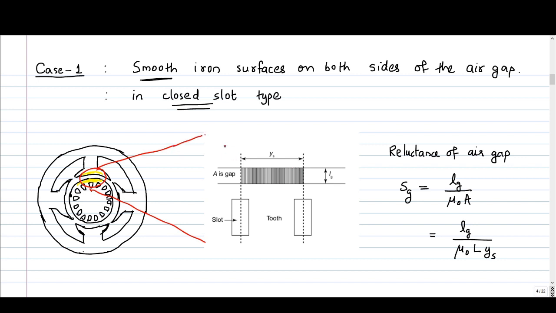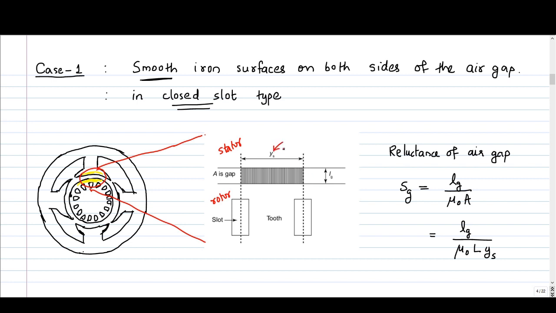So here you can see this is stator, this is rotor, and in between you have air gap, and you can see that there is a smooth iron surface on both sides. So the flux lines are uniform. There is a perfect uniform distribution of flux. So we can define these parameters.